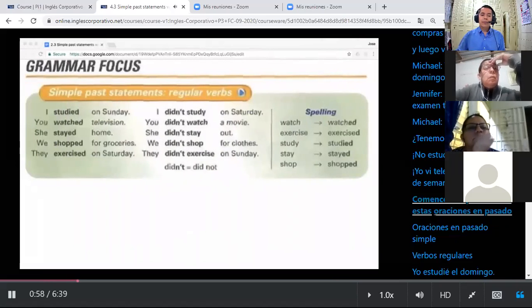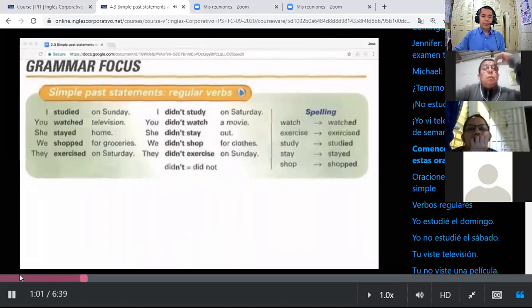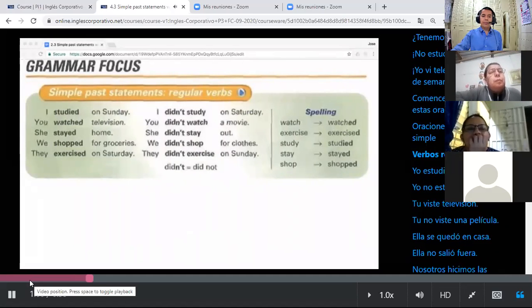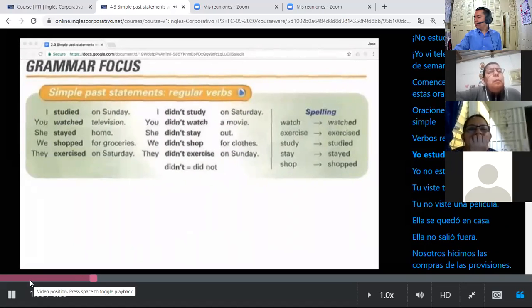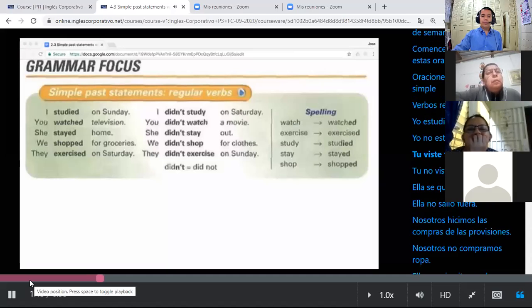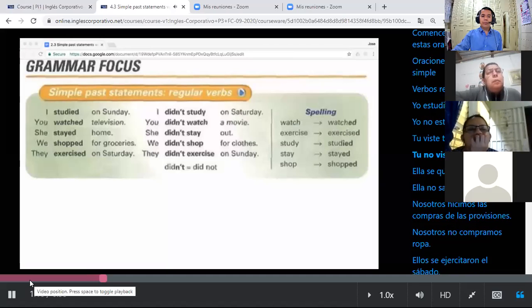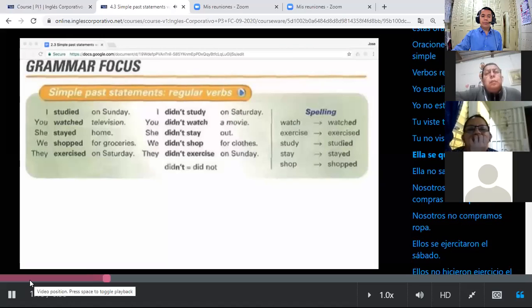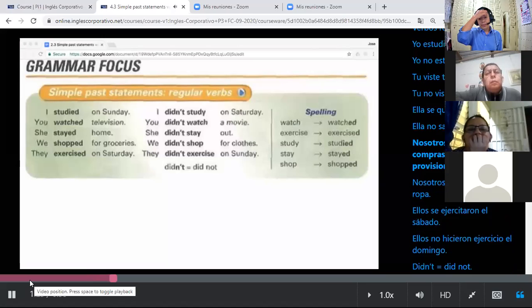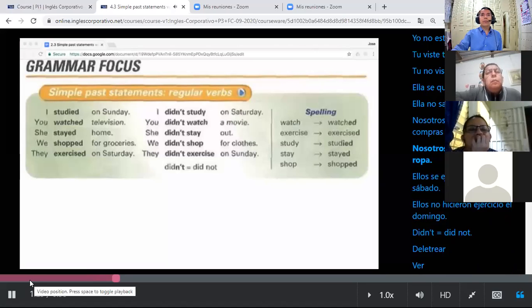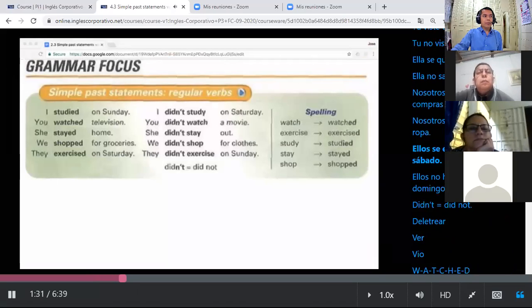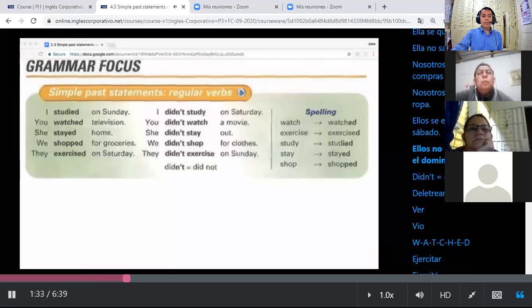Let's get started by practicing these statements in the past. Simple past statements. Regular verbs. I studied on Sunday. I didn't study on Saturday. You watched television. You didn't watch a movie. She stayed home. She didn't stay out. We shopped for groceries. We didn't shop for clothes. They exercised on Saturday. They didn't exercise on Sunday.